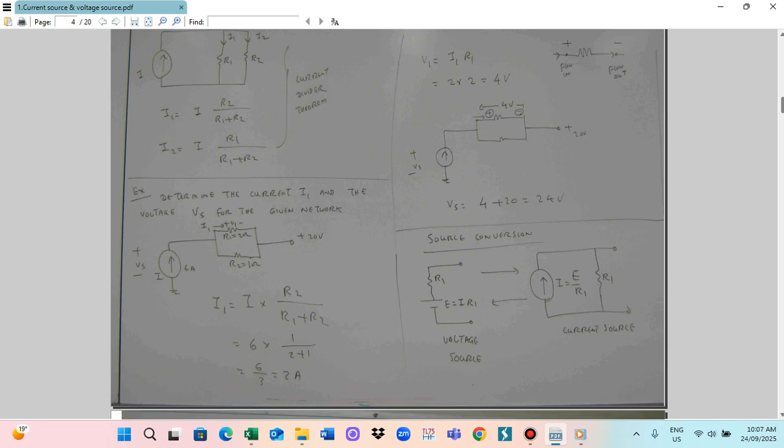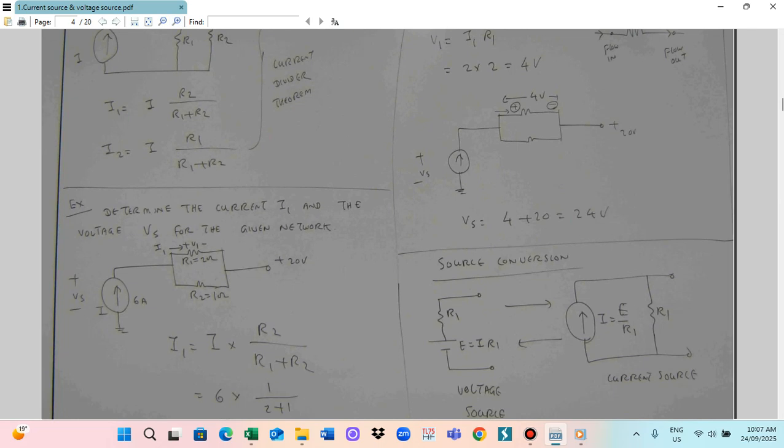Then you look at the voltage diagram. This is the supply voltage Vs, and this is ground. This one voltage is already 4 volt, and this one is 20 volt. When the current flows into a resistor, the flow-in point is positive and the flow-out point is negative.